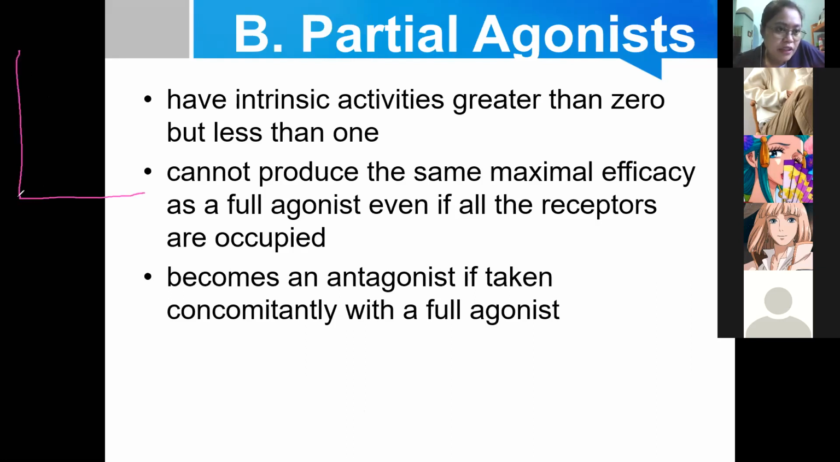If i-graph nato ni, this is here the basal activity. Pag full agonist gani na, makaya na niya abuton ang maximum effect class. Kung unsa man ang maximum effect ni ligand, kaya na niya abuton. Pero si partial agonist, kaya gihapon niya i-activate ang receptor pero yung effect taman lang dinhi. So ginaapod tay partial agonist.